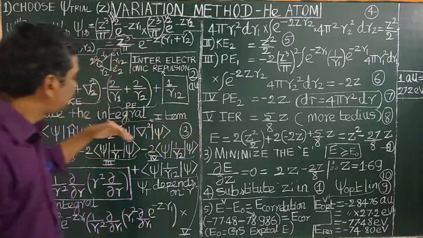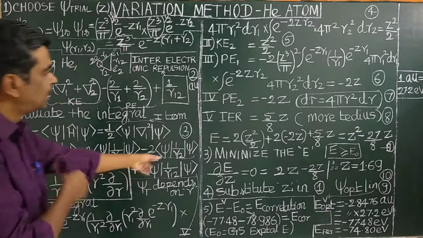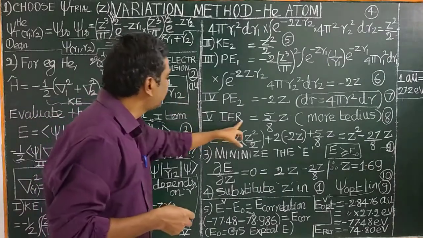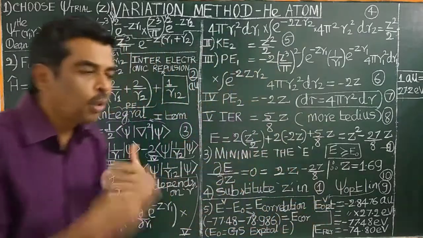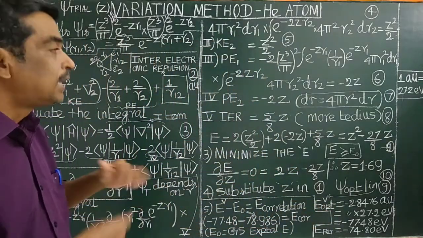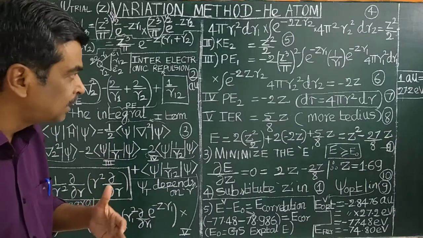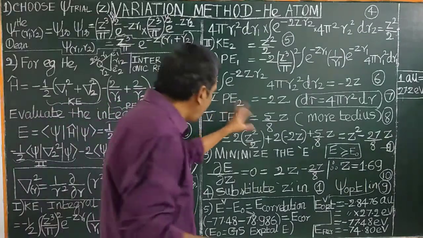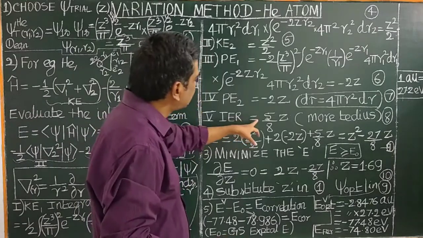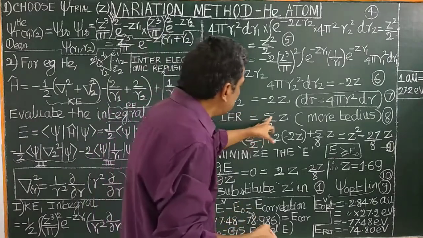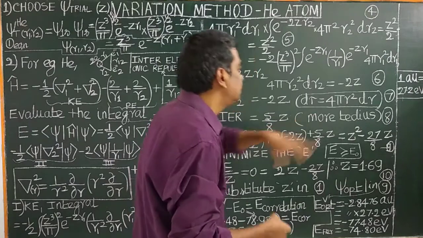Next, the fifth term, the fifth integral, that is for interelectronic repulsion. This integral is more tedious. It involves more mathematical steps. Let us not go into the mathematical steps. On solving the fifth term, the interelectronic repulsion integral, the value 5 by 8 Z is obtained.